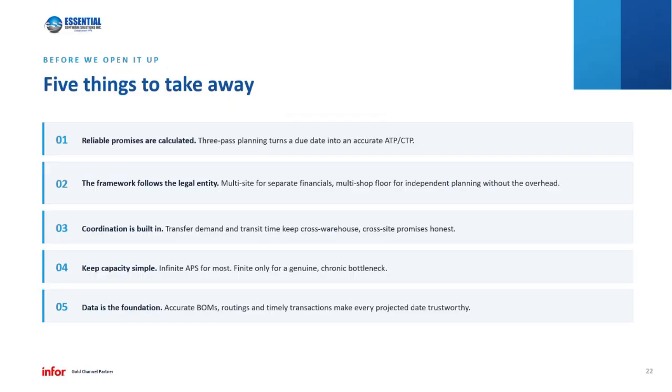So a couple things to take away just before we get to the questions section here. As we discussed, APS exists to make and keep an accurate promise date via that 3-pass planning method. The multi-location, multi-shop floor, multi-site choices come down to whether or not you need legal entities and financial reporting: multi-site when you need separate financials, multi-shop floor when you just need independent planning. The multi-warehouse coordination will keep your cross-site promises honest with transfer demand and transit time.